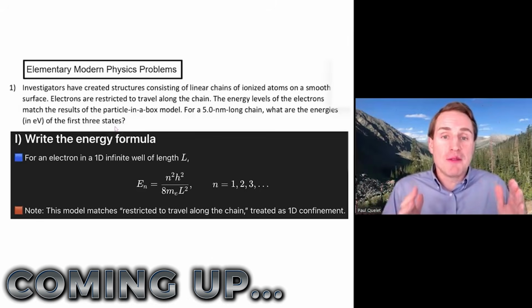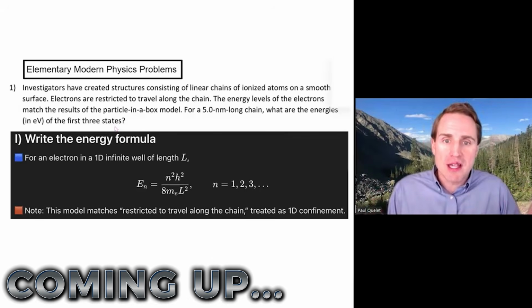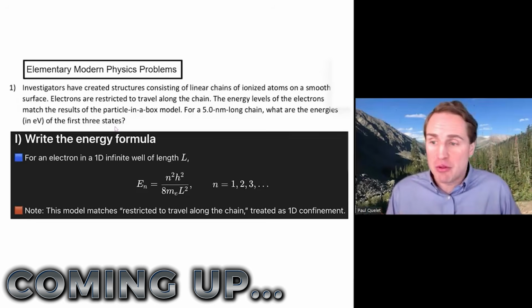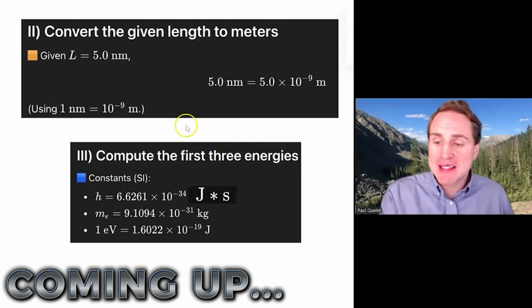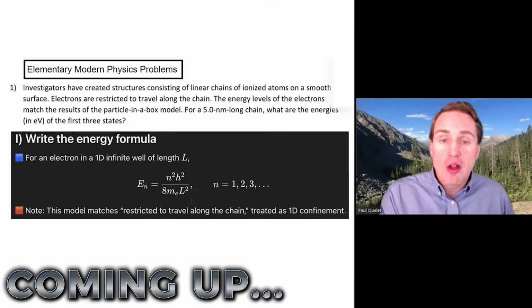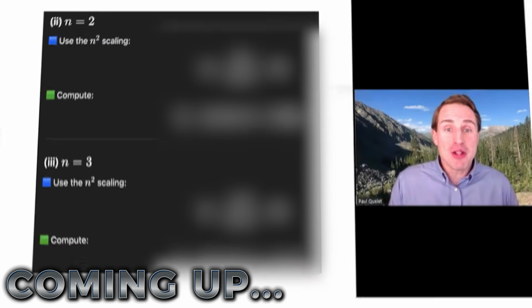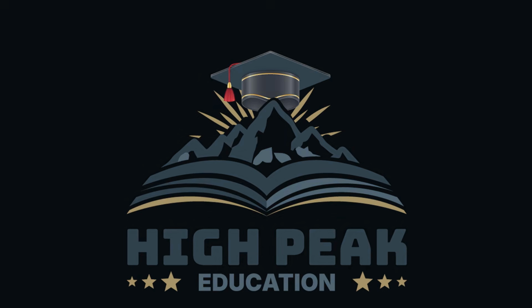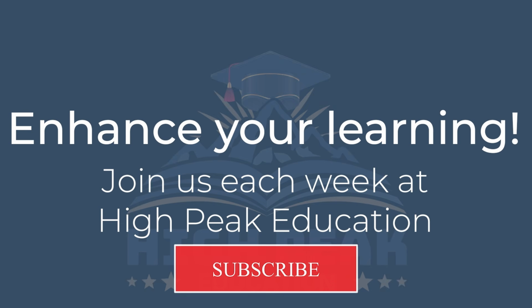When it comes to quantum physics, quantum means quantized, which means integers, which means the energy is at discrete levels. What we want to do is make sure everything's in SI units. Let's now think about plugging into this equation, and we'll see if we get a nice pattern. So notice we now have our answers. That's today on High Peak Education.